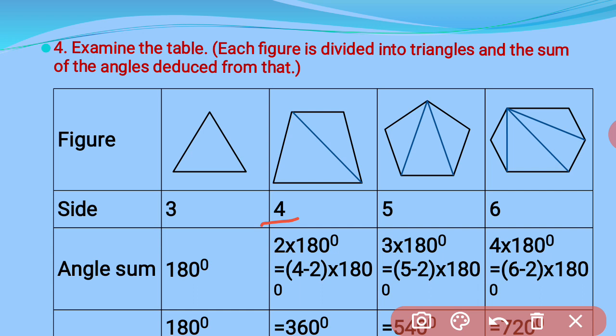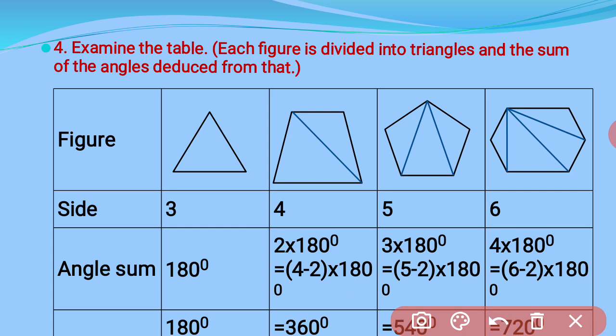So, the total sum will be 2 multiplied by 180, because the sum of all the angles of a triangle is 180. So, for two triangles it will be 2 into 180. 2 can be written as 4 minus 2, into 180 degrees. So, the answer is 360 degrees.